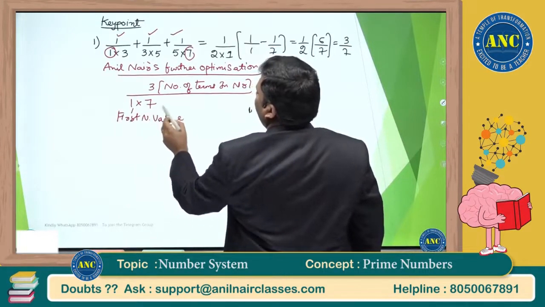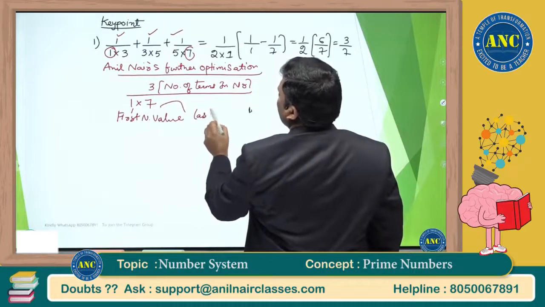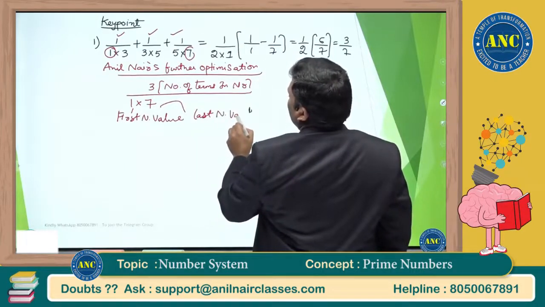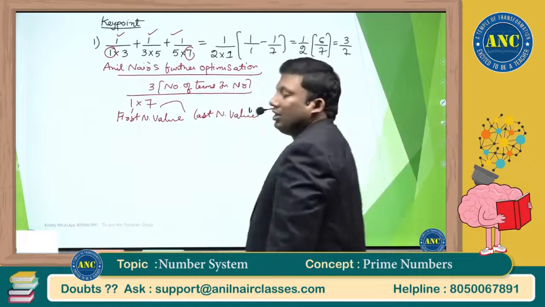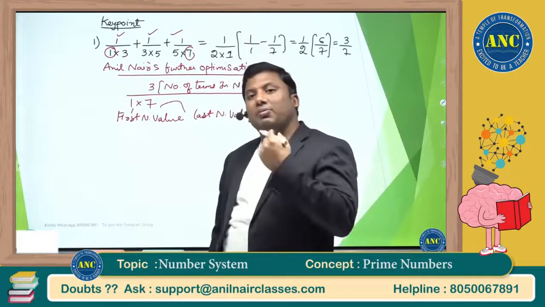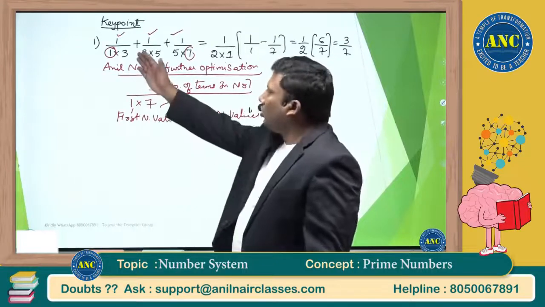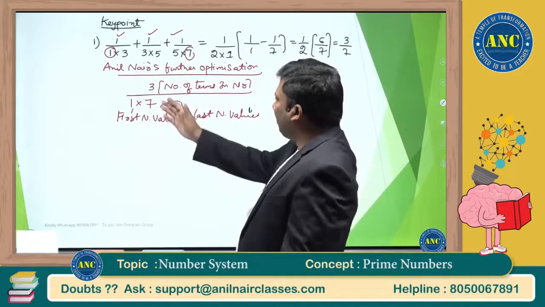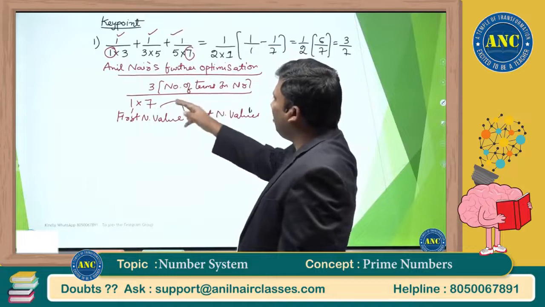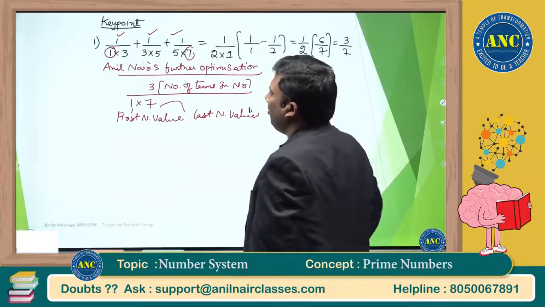Finish. Somebody asked me this question. When I was thinking about it in the night, I realized that this can be further optimized. 1 into 3, 3 into 5, 5 into 7. Totally 3 are there. If 3 are there, then 3, the number of terms in the numerator, by the first numerical value and last numerical value.